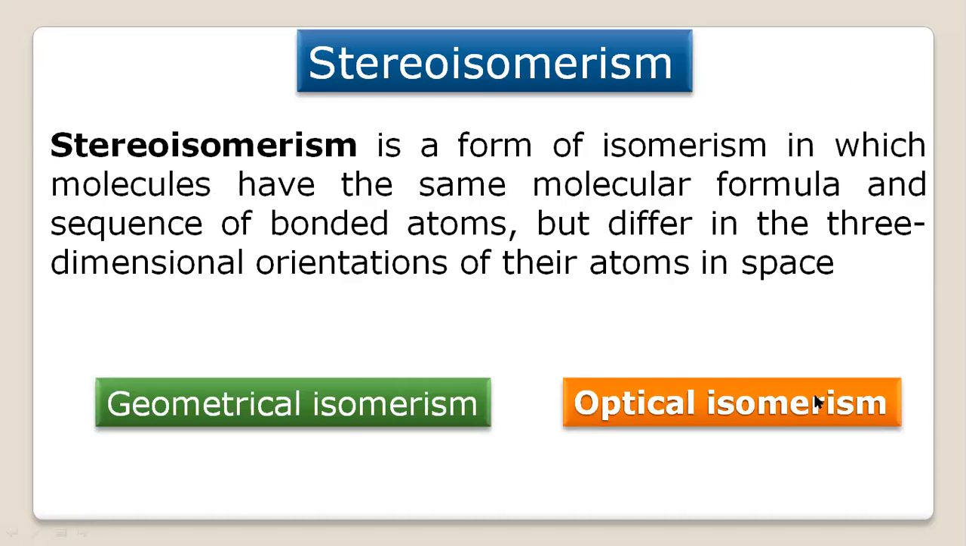Next type of isomerism is stereoisomerism, one important branch of isomerism. Stereoisomerism is a form of isomerism in which molecules have the same molecular formula and sequence of bonded atoms, but differ in the three-dimensional orientation of their atoms in space. There are two types of stereoisomerism: geometrical isomerism and optical isomerism.